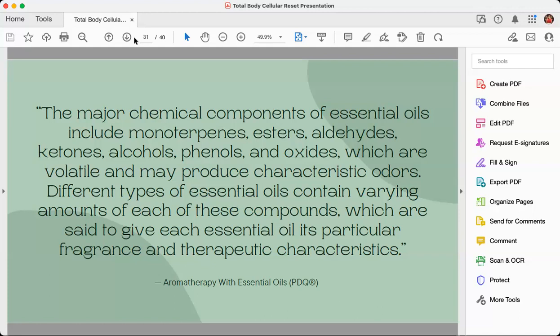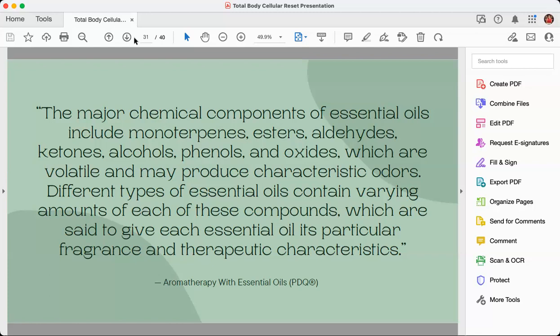The major chemical components of essential oils include monoterpenes, esters, aldehydes, ketones, alcohols, phenols, and oxides, which are volatile and may produce characteristic odors. Different types of essential oils contain varying amounts of each of these compounds, which are said to give each essential oil its particular fragrance and therapeutic characteristics.